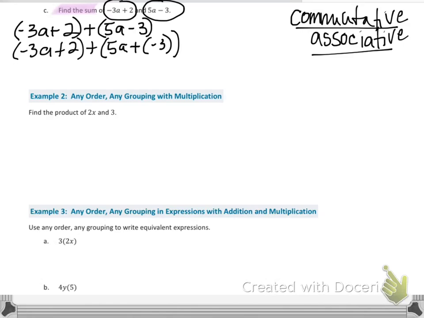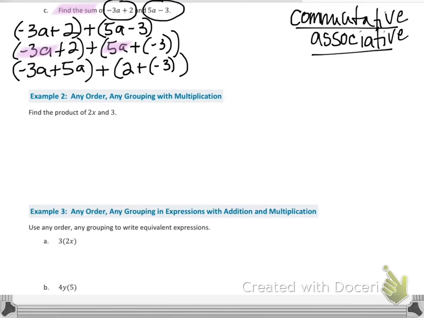All right? Now, with any order, any grouping, let's go ahead and get these a's closer together, and let's get the numbers, the 2 and the negative 3, together as well. So if we do that, I wouldn't mind putting this negative 3a plus the 5a in parentheses together, and then plus 2 plus a negative 3. Okay? All right, so what we did, any order, any grouping, we have now just moved these around to get these together.